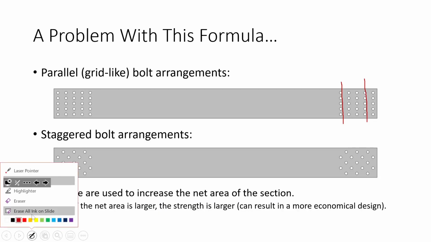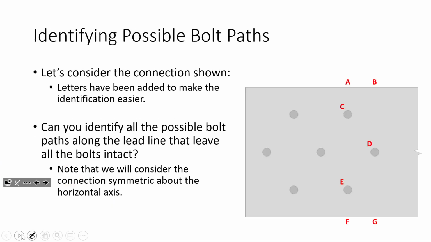Let me erase all this ink here. Okay, so let's consider this connection, okay? What I've done here, and this is very typical in steel design, is that we'll lay out the connection and then we'll use these letters, if you will, to identify the potential failure paths. I want to see if you all can help me identify all of the potential paths along this cross-section. We'll talk about some of them and see whether or not they're realistic, how the formulas would change, etc. So I want to look at this particular connection.